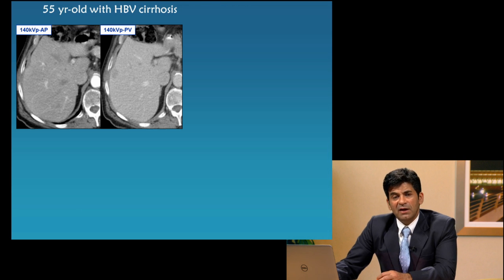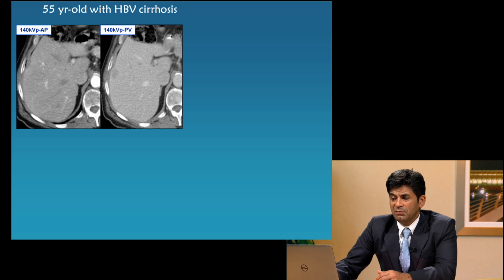Now, this is another case with a different type of risk factor. In a 55-year-old with hepatitis B cirrhosis, screening is often performed for detecting hepatocellular carcinoma. The diagnosis of hepatocellular carcinoma is based on enhancement of the lesion in the arterial phase and washout in the venous phase. And if that criteria is not met, then either follow-up imaging or biopsy is performed.